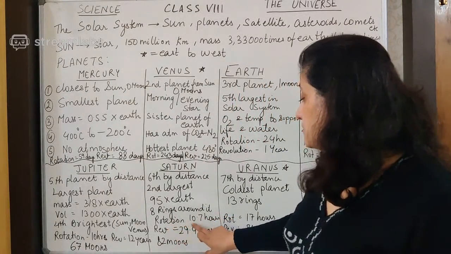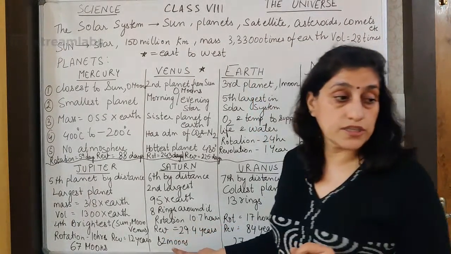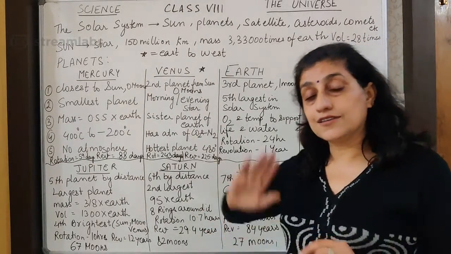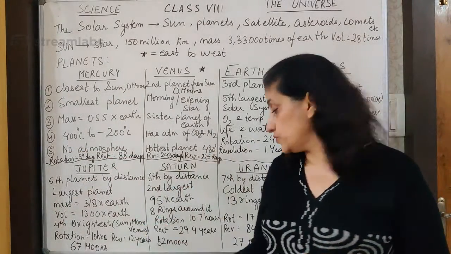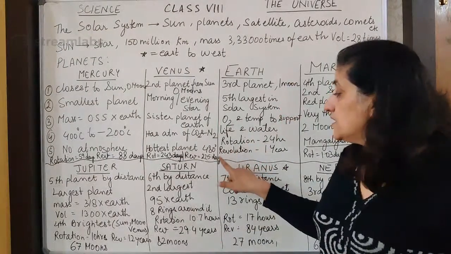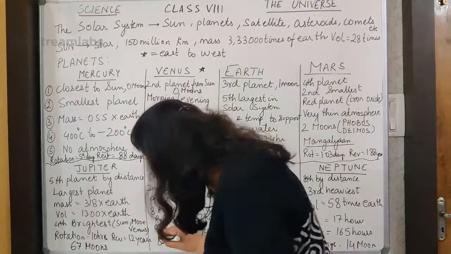The rotation time is 10.7 hours and the time of revolution is 29.4 years. The distance from the Sun is increasing, so time of revolution is also going to increase. Total 82 moons. Out of all the planets, Saturn has the maximum number of moons, that is 82 moons.